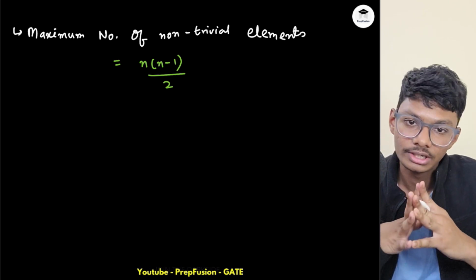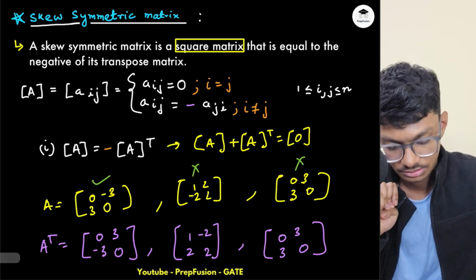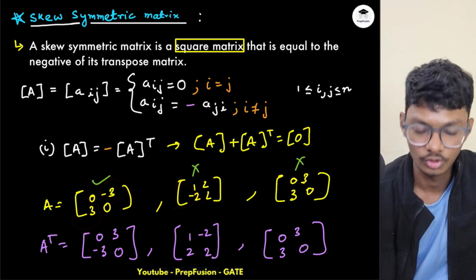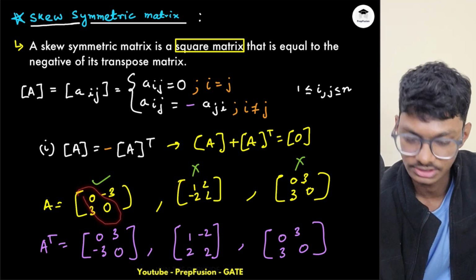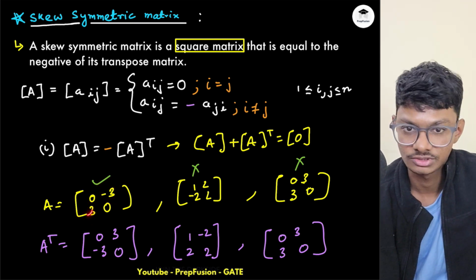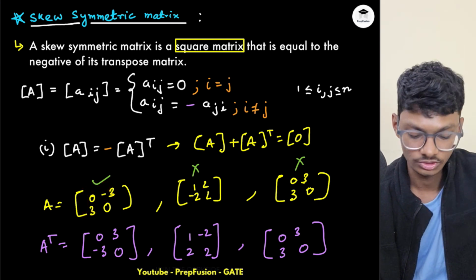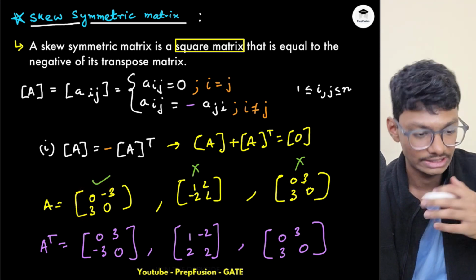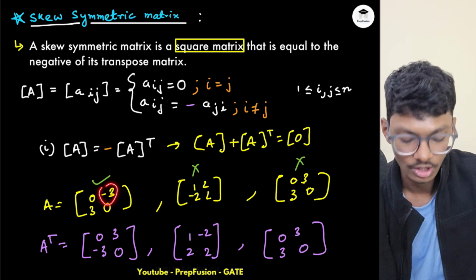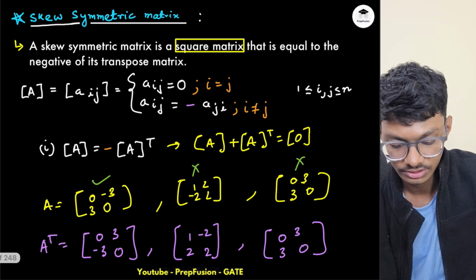Okay, so now what is the maximum number of non-trivial elements? How many non-trivial elements can there be? Basically, the maximum non-trivial elements can be in this area or in this area, because these are not unique, these are zero only, and only one half is unique, because the other half is the negative. Because this is the negative of this, if you know this, you can simply find this, right? Hence they are related by a relationship, so we don't count them as unique. So in this case the maximum non-trivial element was only 1.